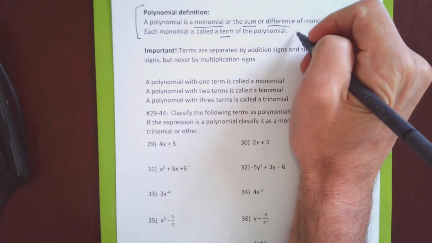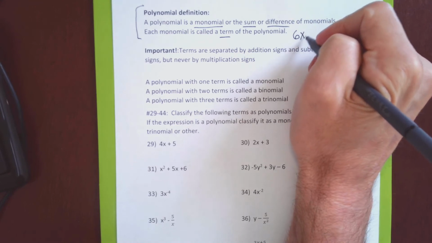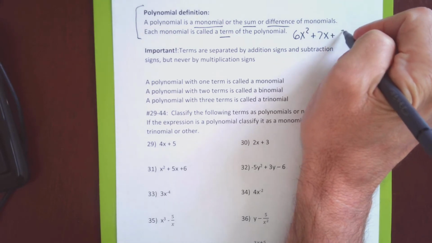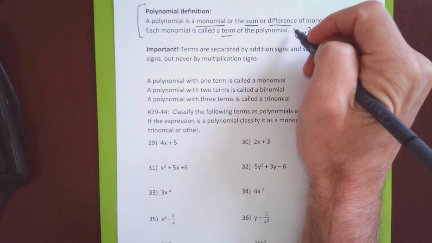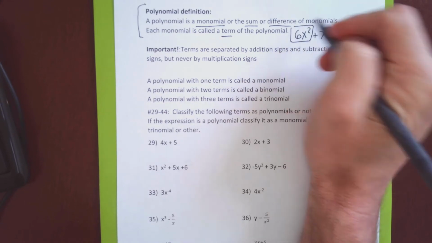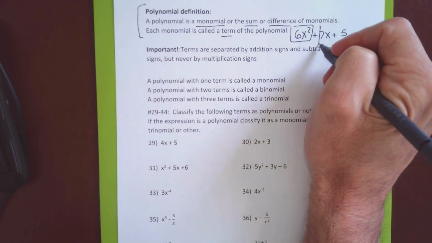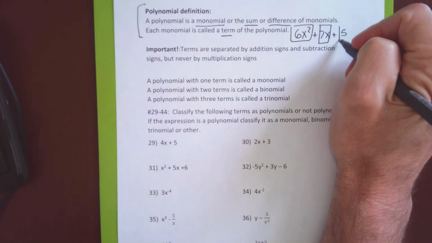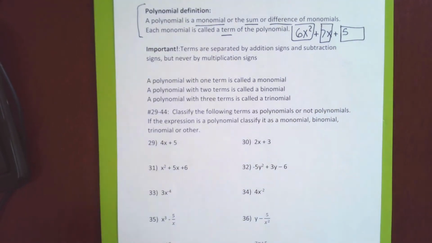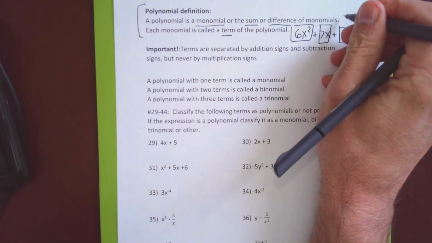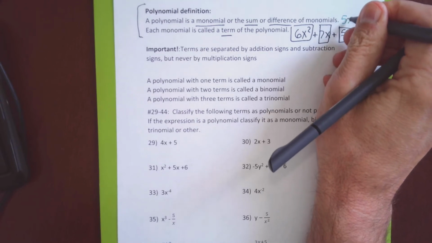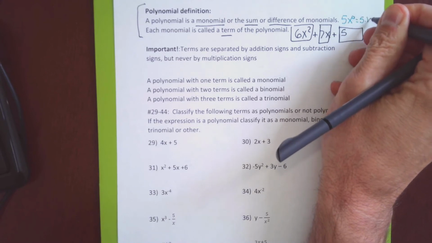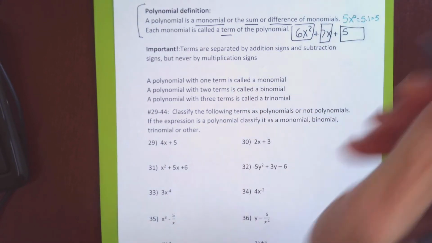For example, if I wrote something like this, 6x squared plus 7x plus 5, there are 3 monomials. 6x squared is a second degree monomial. 7x is a first degree monomial. And if a monomial doesn't have a letter, it's considered a 0 degree monomial, because really 5 is the same as 5 times x to the 0, because x to the 0 is 1. So this is a monomial.